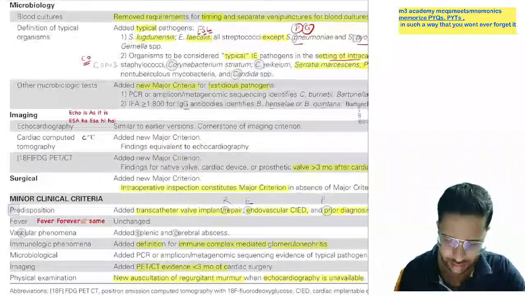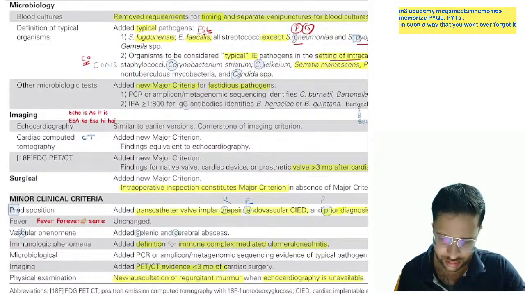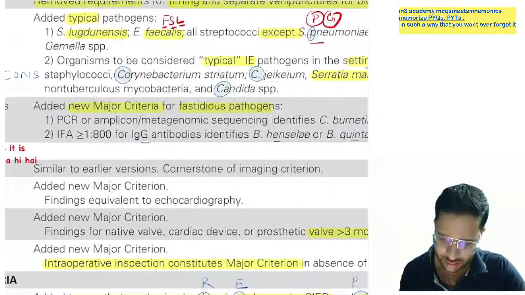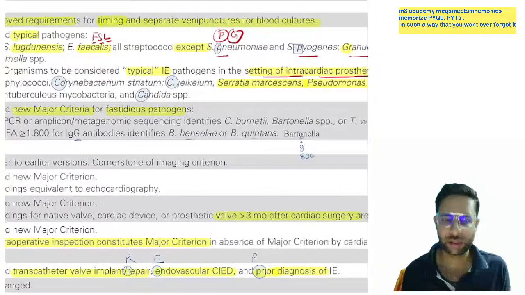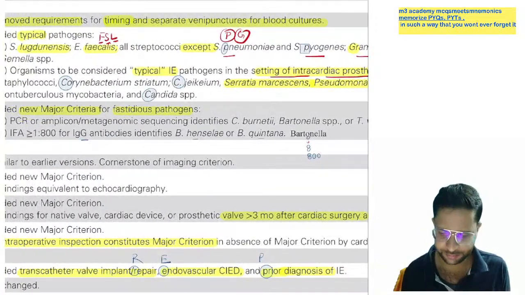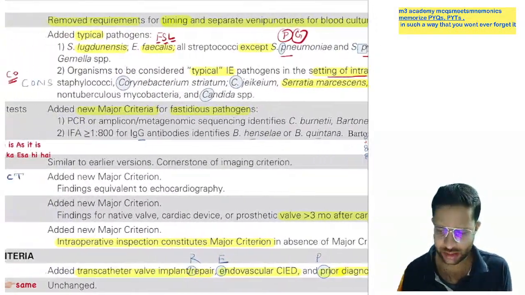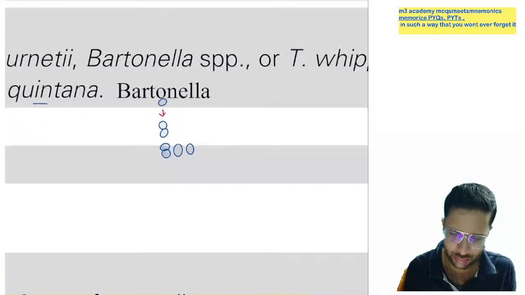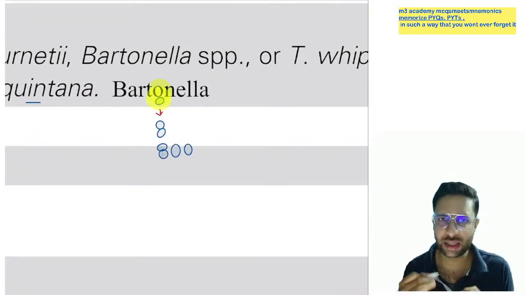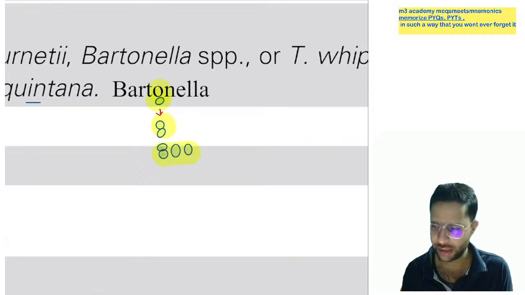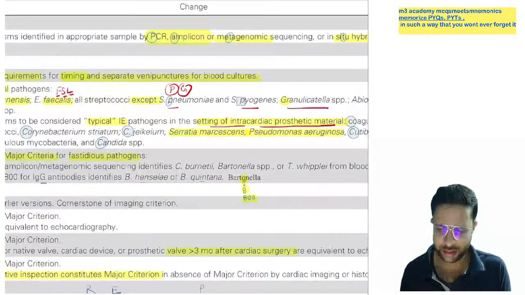Now other microbiological tests: the new criteria include fastidious organisms. The PCR we already discussed for Coxiella burnetii and Bartonella, with titer more than 1:800. How can we remember this 800? When you see Bartonella has the double O, you can turn that into 8, so 800. So more than 1 is to 800.